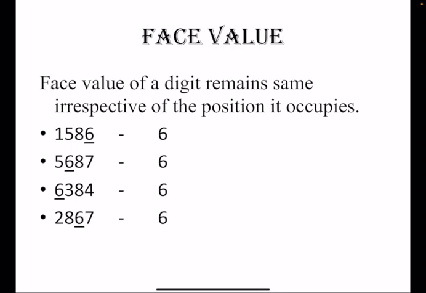You can see in the first number 1586, 6 is in ones place, its face value is 6. Then it has changed its position and has gone to the hundreds place, but still its face value will be 6 only. Similarly in the other numbers also. So the face value of a digit always remains the same.